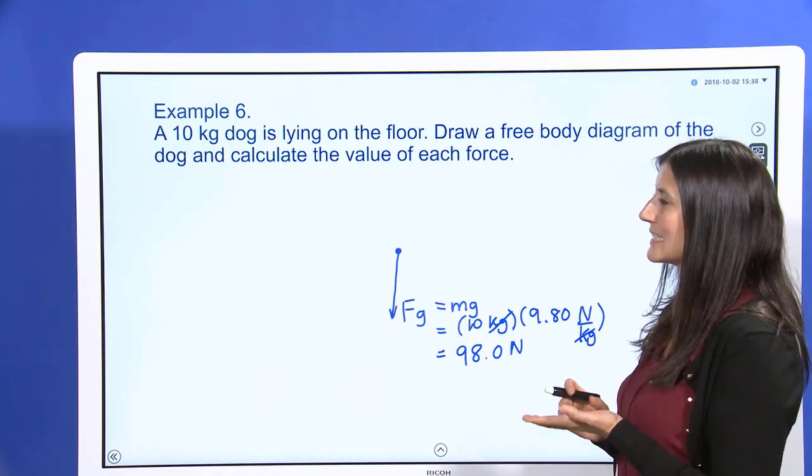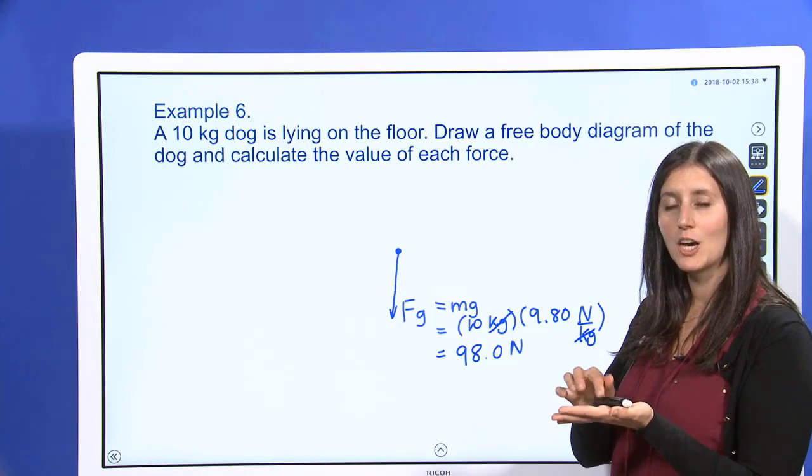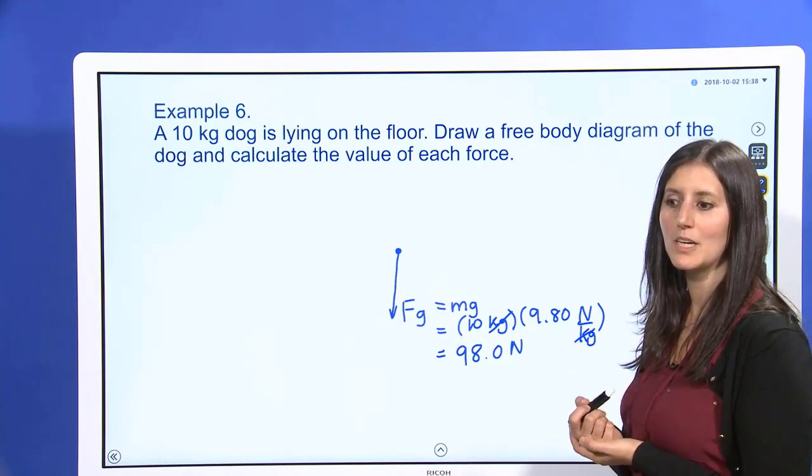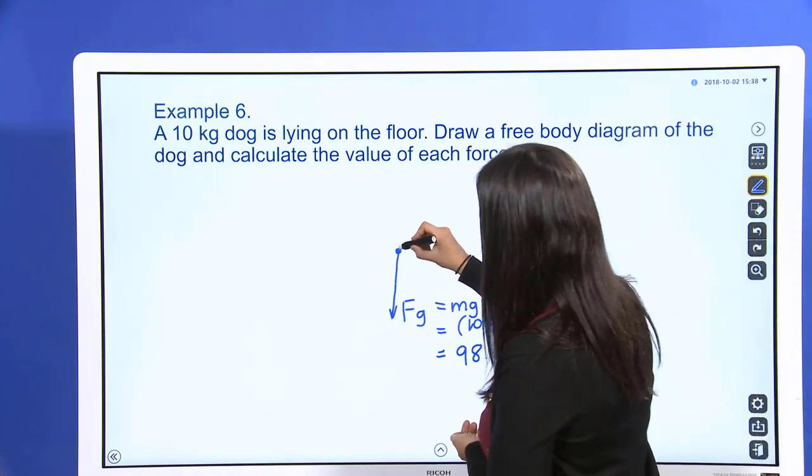But my dog is lying on the floor. The dog is on a surface. And anytime there's a surface, there's always going to be a normal force. So let's draw that.